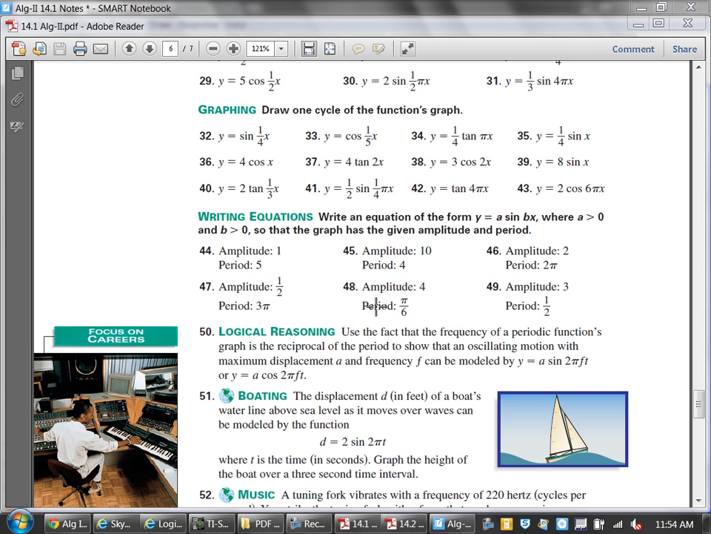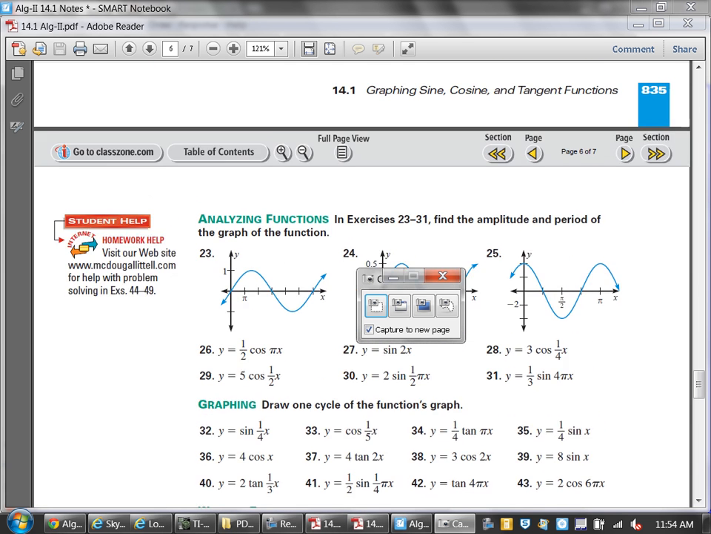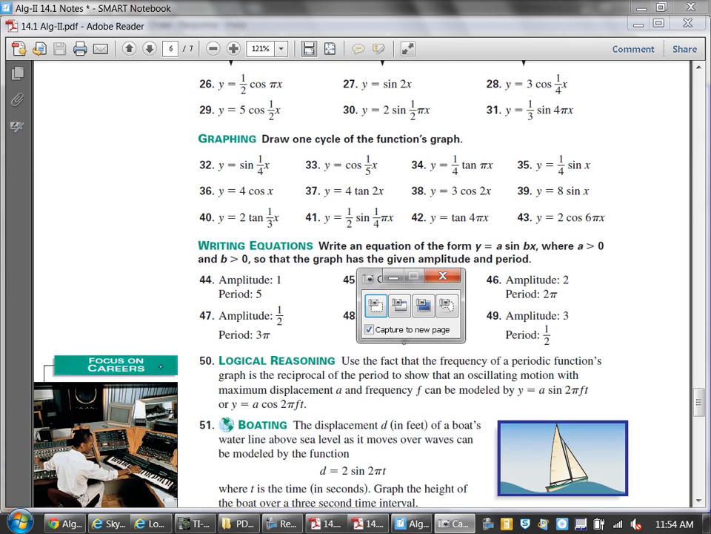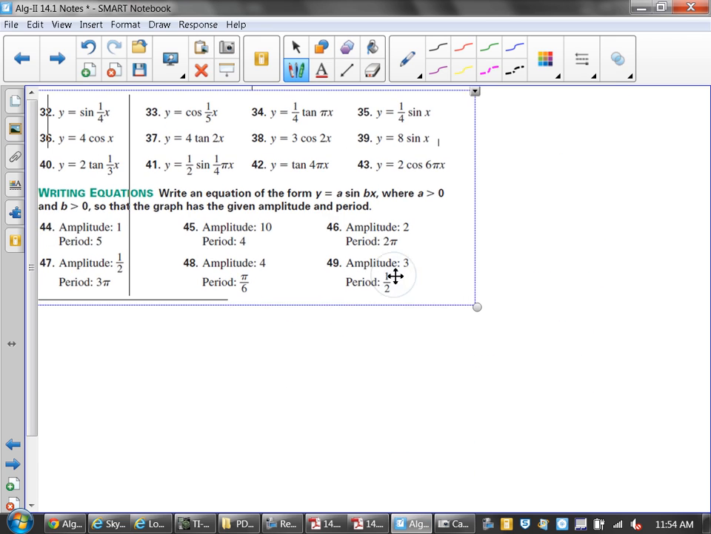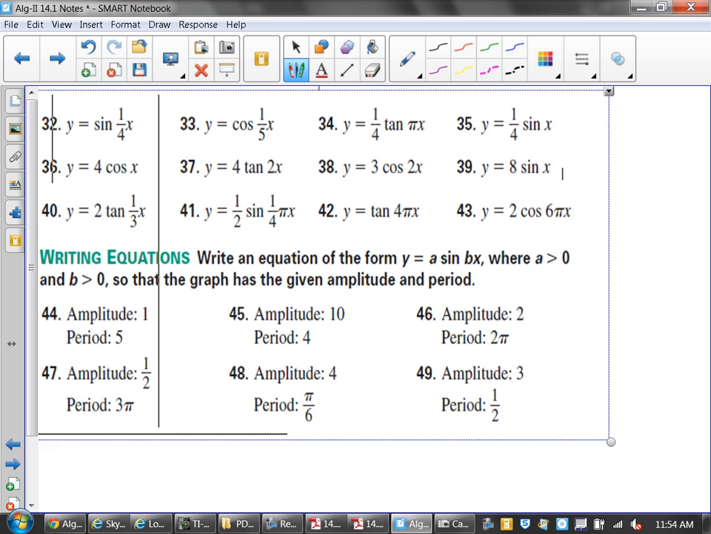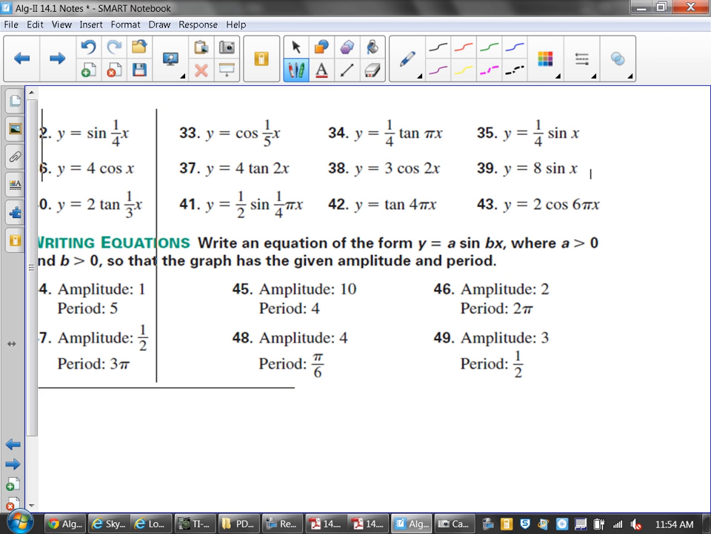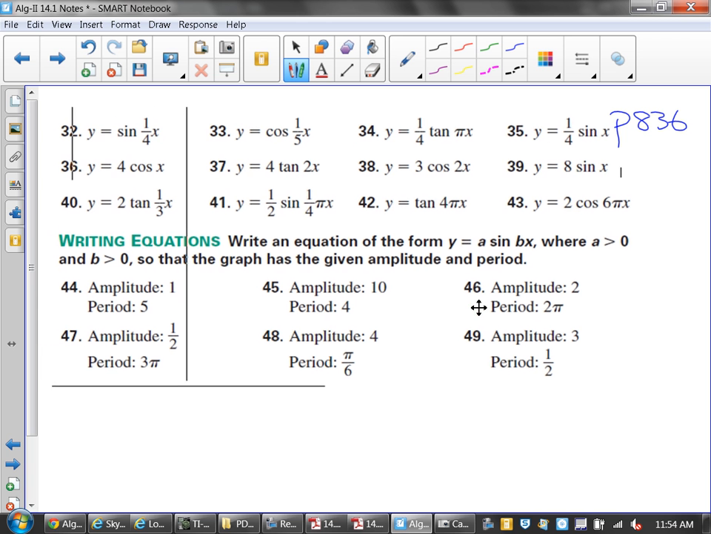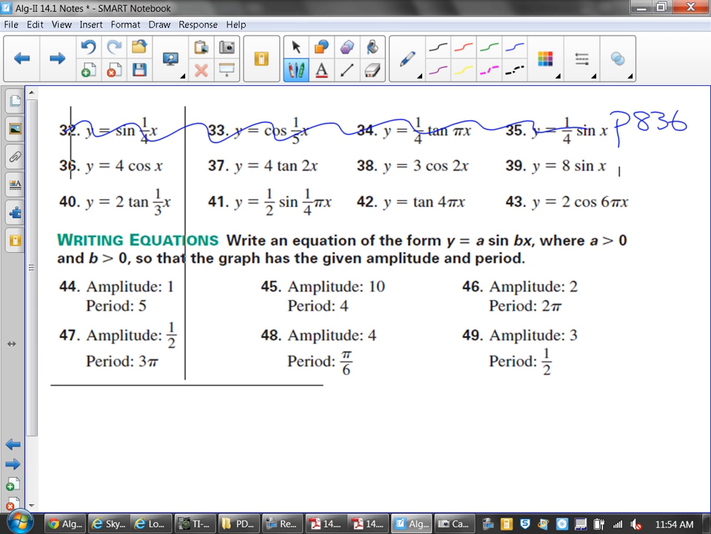I have 5 graphs for you and 6 equations for you to write out. This is on page 836. This is our homework? Yeah. On page 836, I want you to start on number 36 through 43, but do not do the tangent ones. So there's 3 tangent ones you don't do.